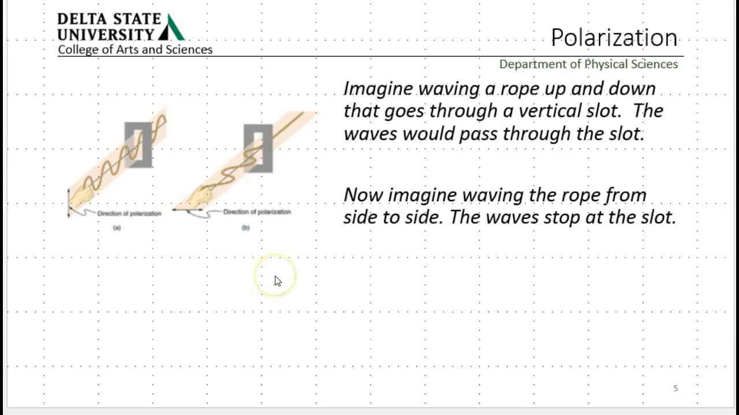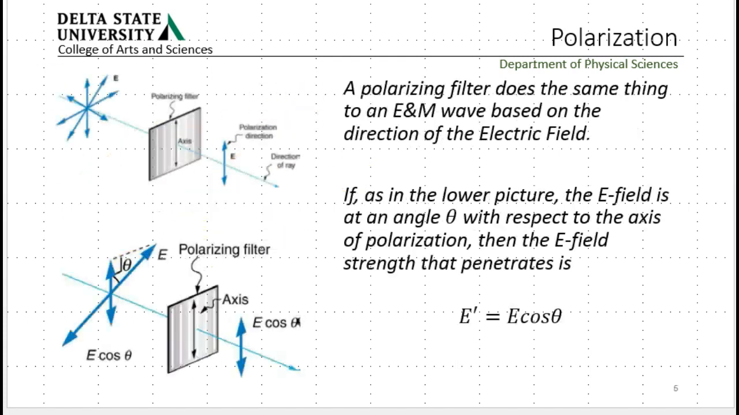Final bit for an explanation of polarization. Imagine you have a slit in a wall and you've got a rope that's going through it and you're waving it up and down. Now, if you're waving it up and down along the slit, the wave goes through. And on the other hand, if you're waving it side to side, the wave comes to a stop at the slit. This is essentially what polarization does.